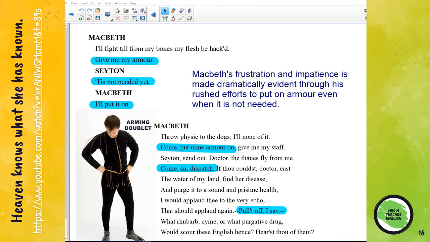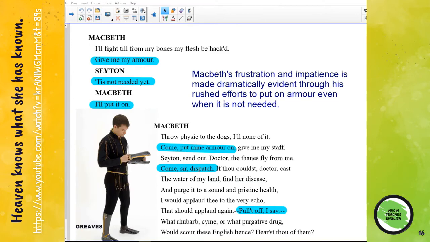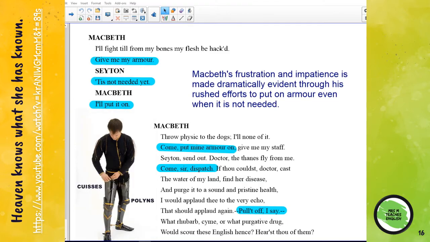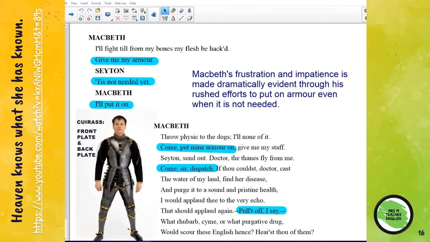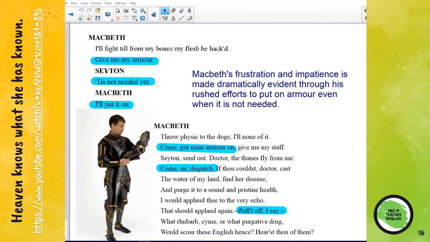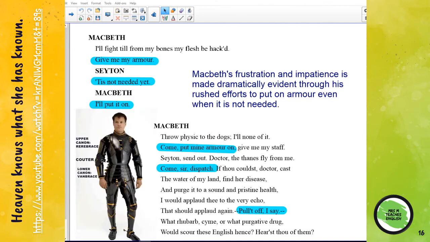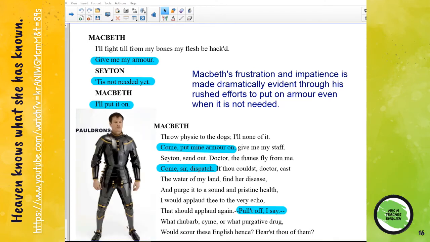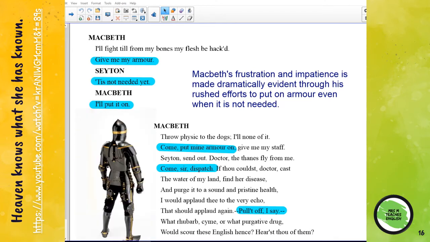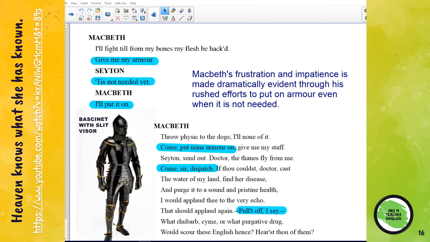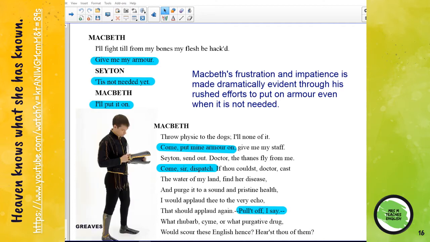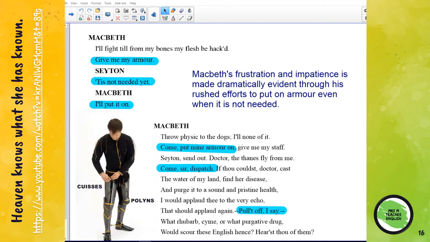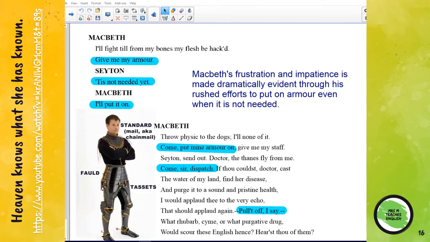A reading makes it difficult to appreciate the dramatic significance of the process of Macbeth putting on his armour, but we get a sense of Macbeth's frustration and impatience through the kind of rush that's engaged in here in order to put his armour on, even when it's not needed. So he says, "Give me my armour." Seyton tells him it's not needed yet. "I'll put it on." And then later, "Come put mine armour on." "Come, sir, dispatch." And then, "Pull it off, I say." It's all over the place. So Macbeth is clearly in a situation where he's not in his right mind, he's not ordered, he's not dealing with the current situation in the way that someone who's in command should.